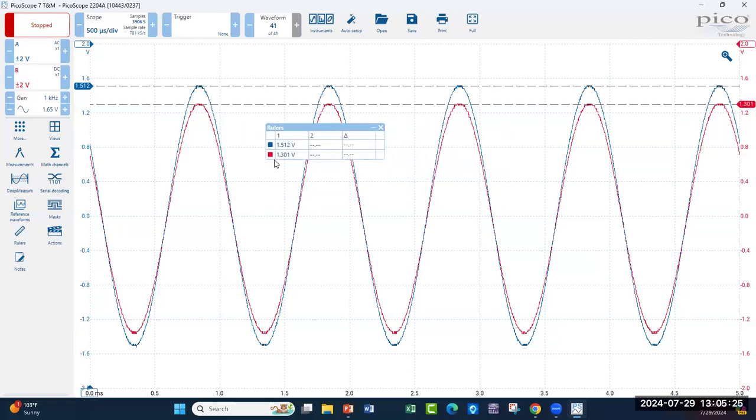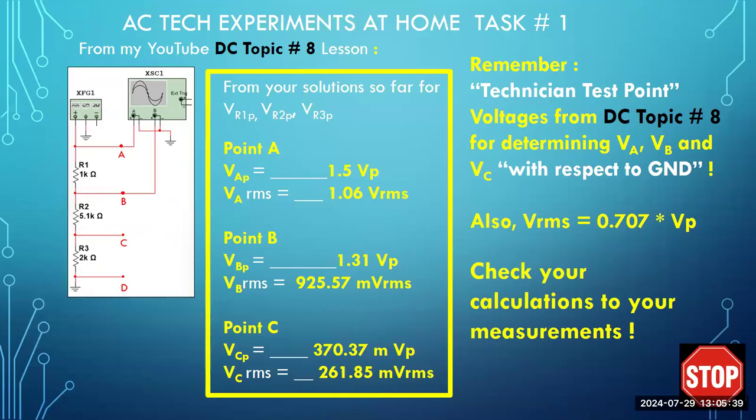All right, so my point B voltage measures a peak of 1.3, and right here, 1.3, 1.31 volt peak. Pretty sweet. So the O-scope shows very nicely the 1.5 volt peak at point A, the 1.31, we calculated 1.31. The scope is showing you 1.30 at point B. We calculated 370.37 millivolts peak at point C.